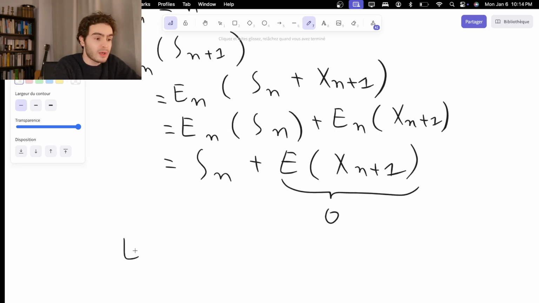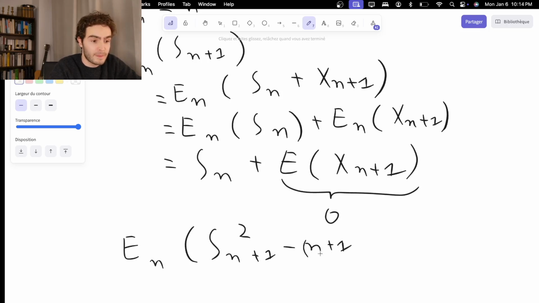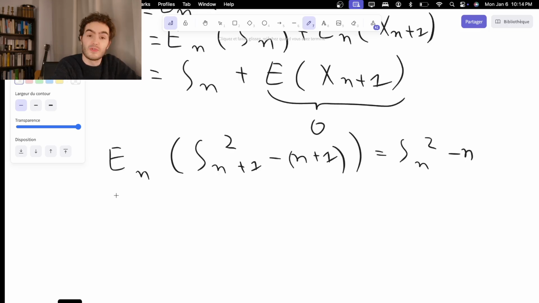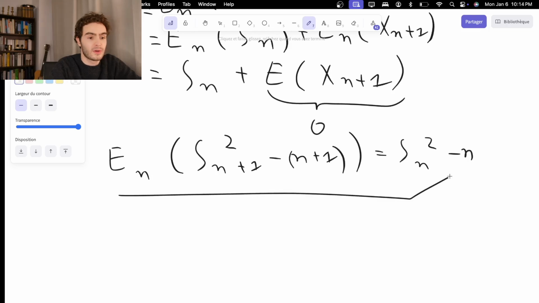Similarly, I will let you prove that E of Sn plus 1 squared minus n plus 1 is equal to Sn squared minus n. If you have any question regarding proving this equation, please let me know in the comments.